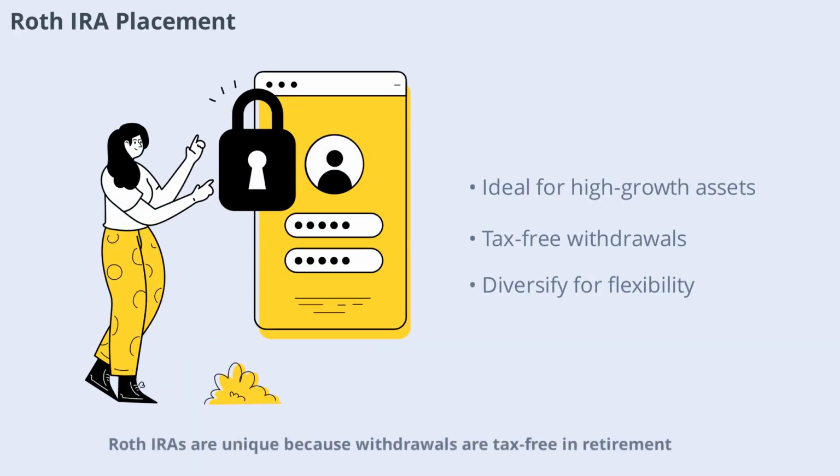Roth IRAs are unique because withdrawals are tax-free in retirement. This makes them ideal for assets with high growth potential, such as REITs or small-cap stocks. Since you don't pay taxes on gains, you can maximize the benefit by placing your most aggressive investments here.